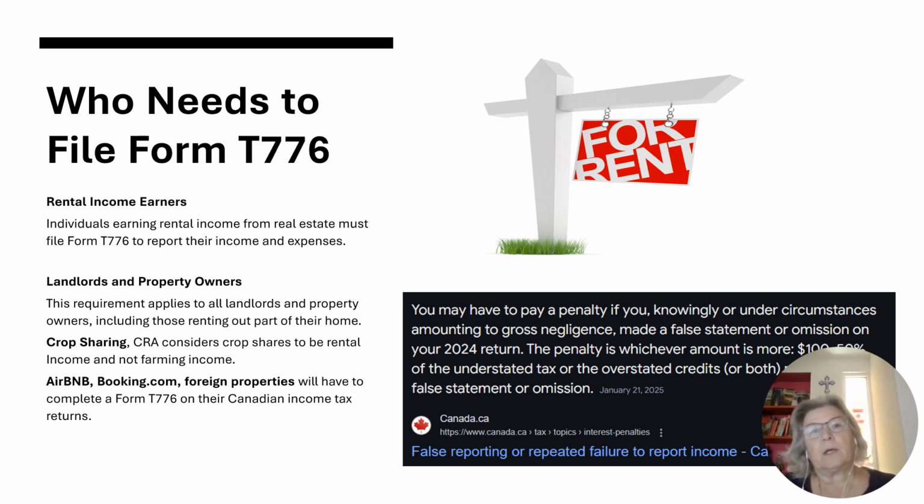So I know a lot of people might think, oh, well, I'm just renting it to cover the costs and they offset. It doesn't matter. If you're just renting to cover the costs, you have to fill out the schedule and file it, or you could be offside and facing those penalties.